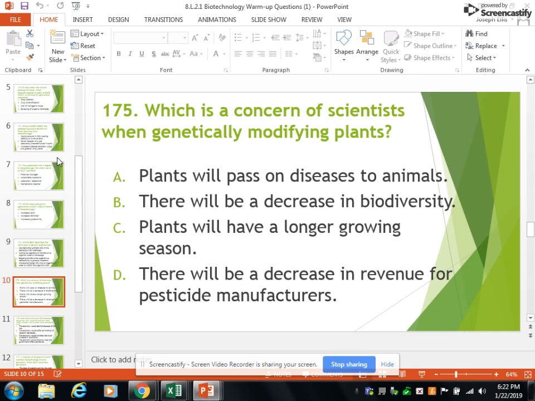Okay, but what happens if everybody's trying to get the best thing? There's going to be a decrease in the differences. There's not going to be as much variety. And you remember, variety is the spice of life. We like diversity.